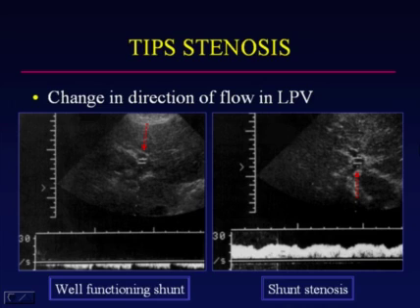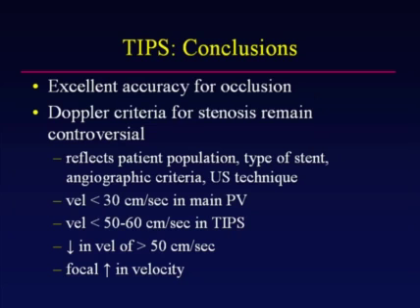And since you know that the gradient won't improve in the cirrhotic patient, what it means is that the gradient in the TIPS had to increase, and it does that because it has become stenosed. So in conclusion, Doppler interrogation has excellent accuracy for diagnosing complete occlusion of a TIPS shunt.